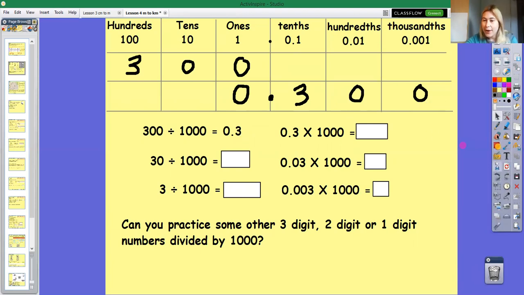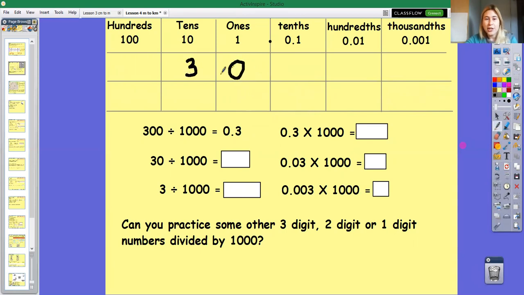Let's now look at what happens if we divide 30 by 1,000. Hopefully you already noticed the pattern. If I put my 30 in, let's move the digits 3 places, 1, 2, 3. So my 3 will end up here. Now I'm going to need to put in some other placeholders. I need to show that I've got no tenths and no ones. So pause the video. How would you read this number?